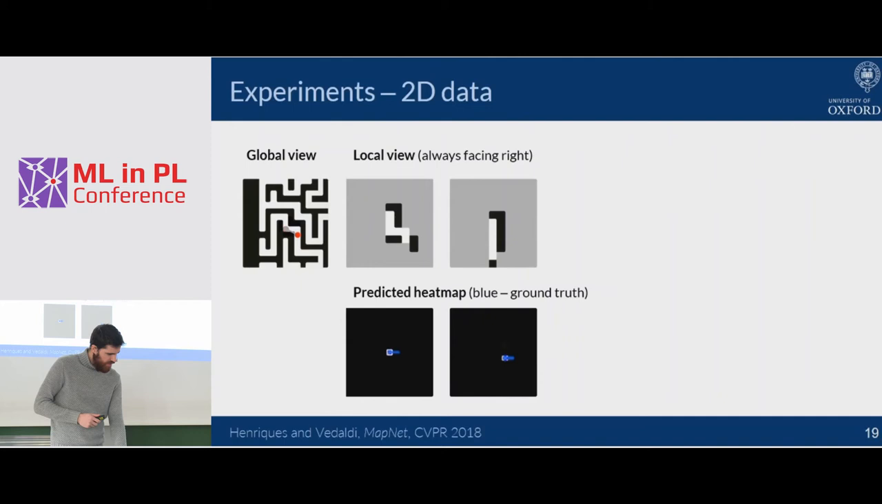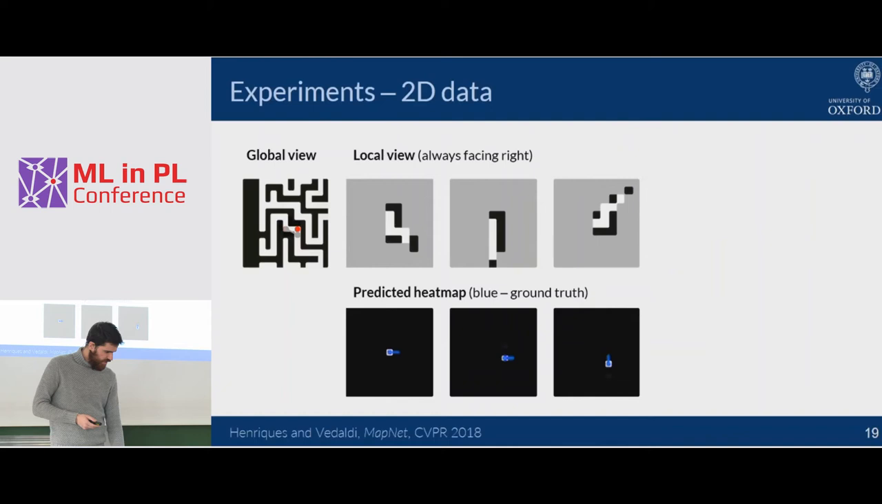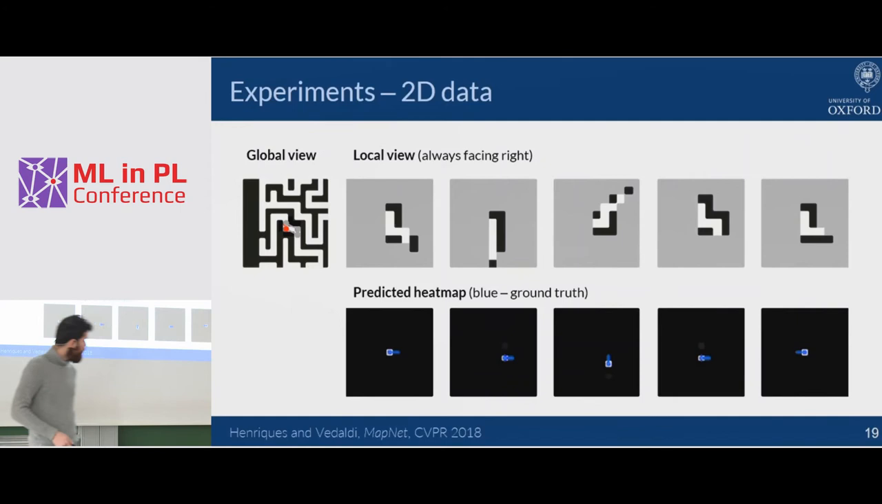Then on the second frame, the red dot has moved over there. You get a new local view, and now the predicted position heat map is something like that. It seems to have caught on to the ground truth position pretty well. And then here's another one, and another, and another. The result is always the same. It's very certain of the position. You wouldn't think that immediately just from the description of the algorithm, but it turns out to be true.